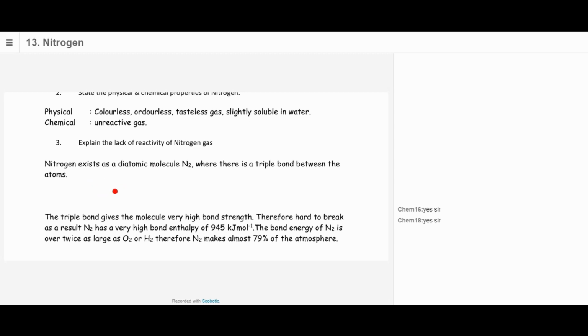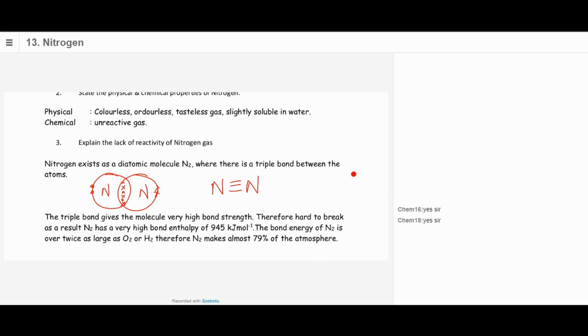If you analyze the dot and cross diagram of nitrogen, you have a triple bond. Nitrogen forms a triple bond with another nitrogen atom, which makes nitrogen unreactive. The triple bond makes nitrogen almost unreactive. It's not an inert gas, but it's a very unreactive gas because it's very hard to break this triple bond. Only lightning activity can break the triple bond, right?